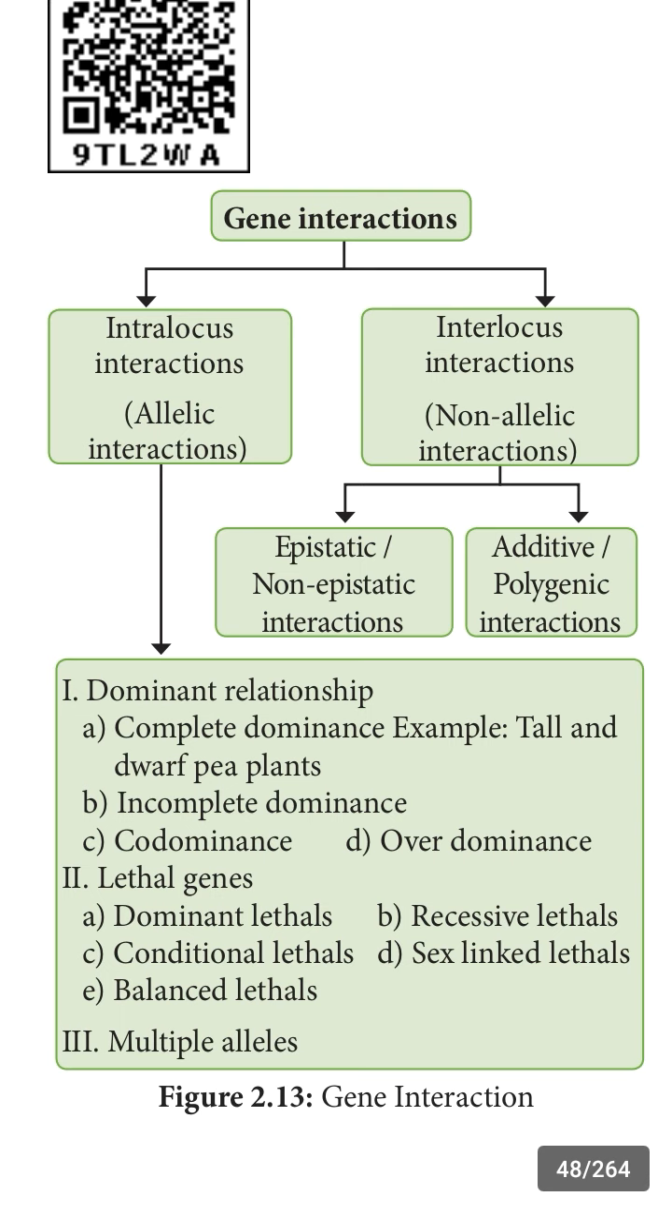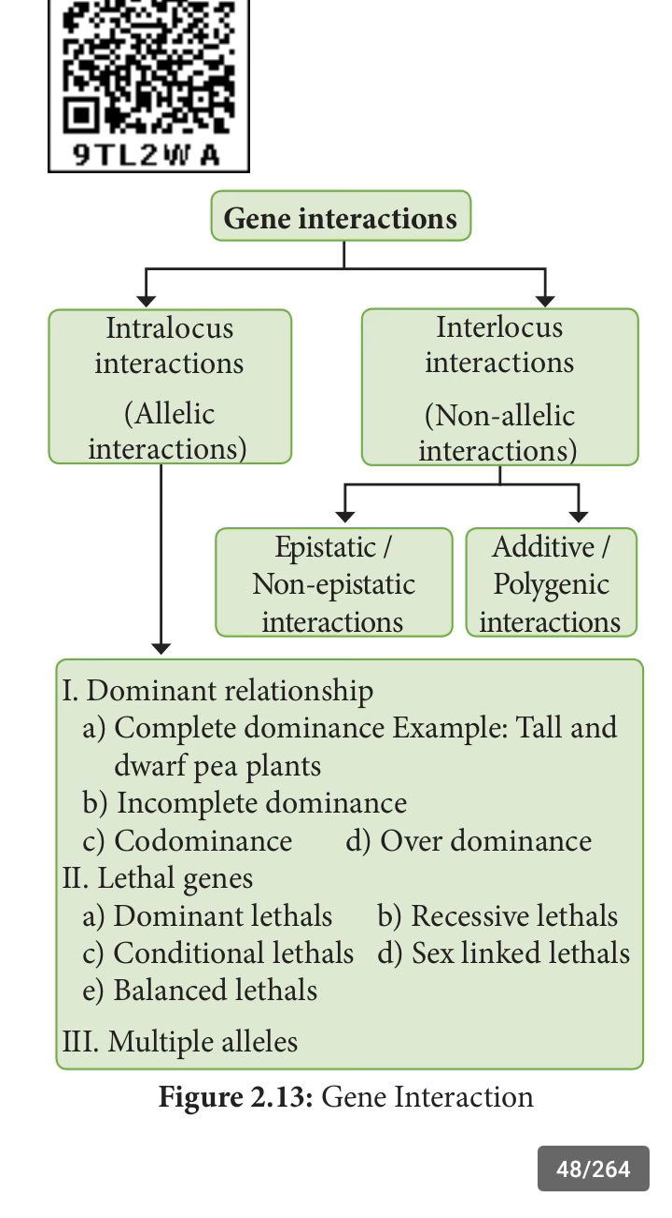Next is what? The interlocus interaction. So interlocus means what? The genes present in two different loci are interacting. The genes of two different loci interact and bring about the change in the phenotype. This is called interlocus interaction. Since here the alleles are not playing the role, it is called non-allelic interaction. Next we are going to study the types of interlocus interaction.